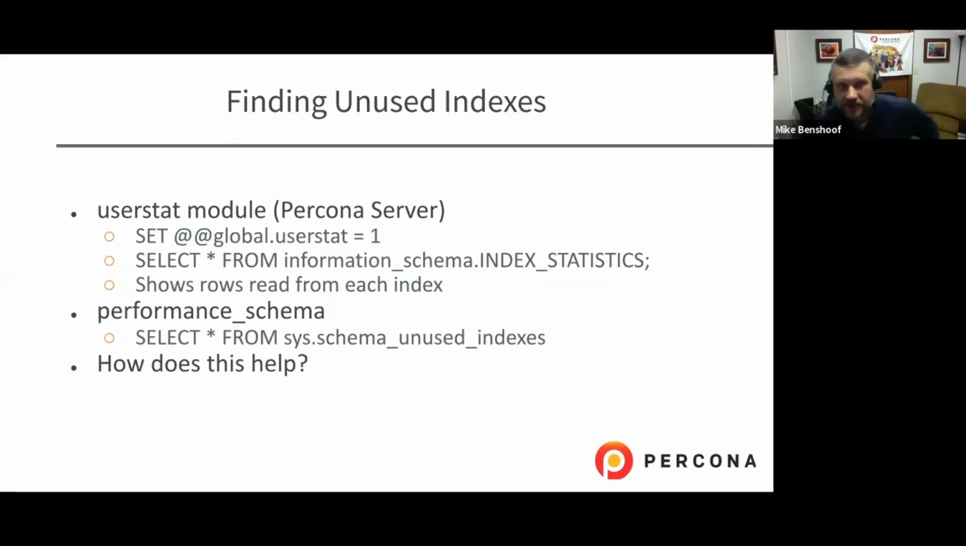So finding those unused indexes to drop, they're not necessarily duplicates, they are used, but if your server has been up for a month and you're running thousands of queries per second and this index has never been touched, odds are that it's not needed, and that's something that could be a target for removal. The user stat module or performance schema are two different options that we can use to isolate these unused indexes.